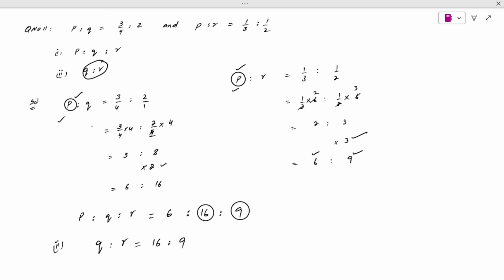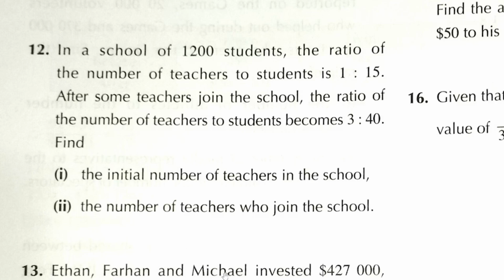So now we will solve question number 12. This is question number 12, where it is saying that in a school of 1200 students, the ratio of the number of teachers to students is 1 ratio 15.